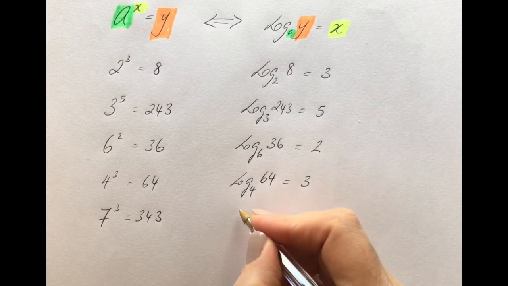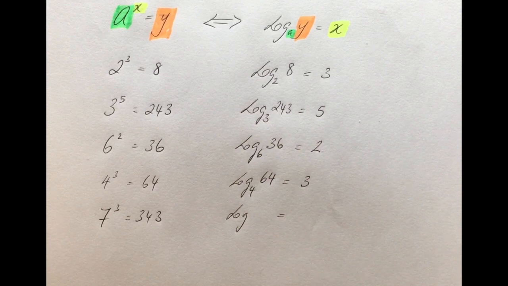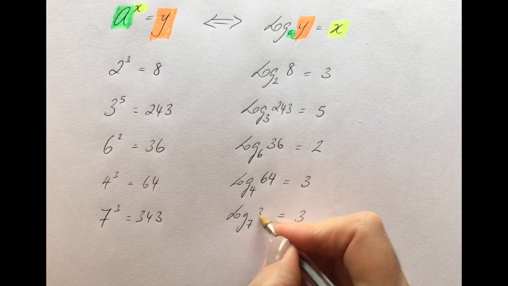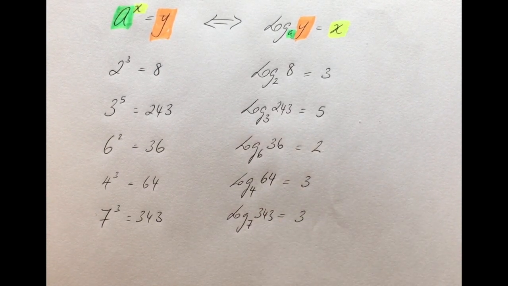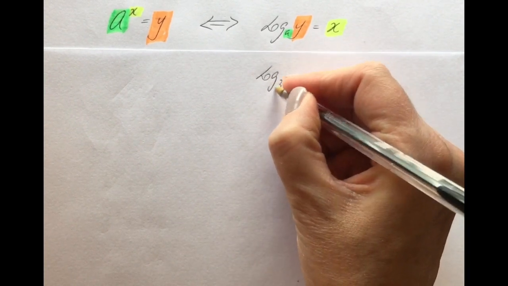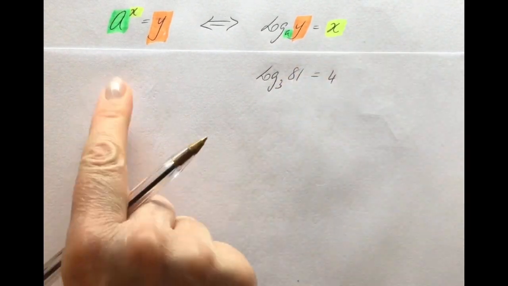So we have log is equal to the power, which is, of course, 3. What's being raised is 7, and we have 343. Okay, so this time we're going to go the other way around. I'm going to give it to you in log form, and I want you to write it in power form.